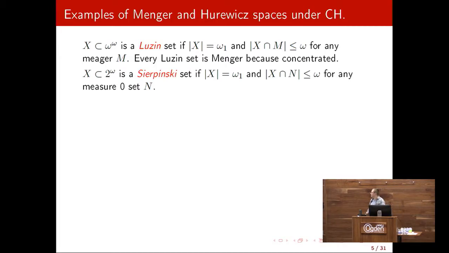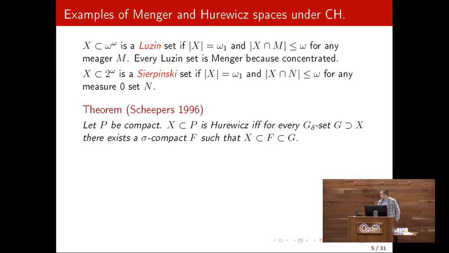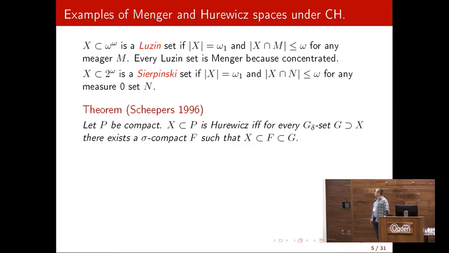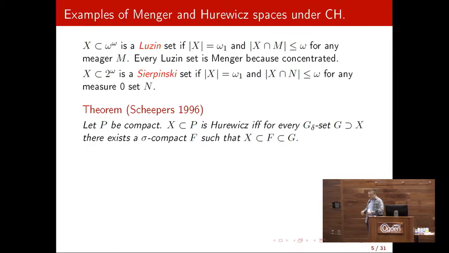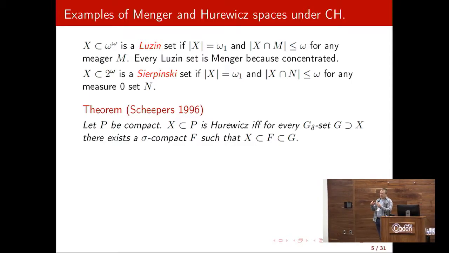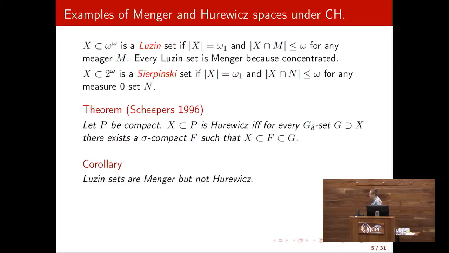Now, just the dual notion for measure. It's a Sierpinski set. A set is Sierpinski if it is uncountable and has countable intersection with every measure zero set. And Skipper proved a useful characterization of Hurewicz spaces, which I will state in an equivalent formulation. It says that a space is Hurewicz if and only if, whenever you put it into a Čech complete space, then it is contained in a sigma compact subspace of that Čech complete space. And from this characterization, we immediately get that Luzin sets are Menger, but not Hurewicz.